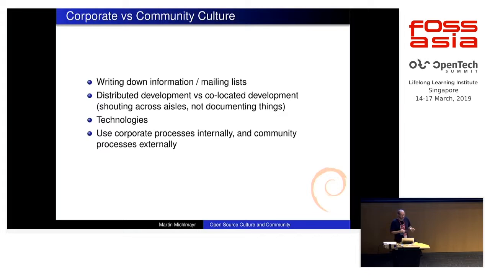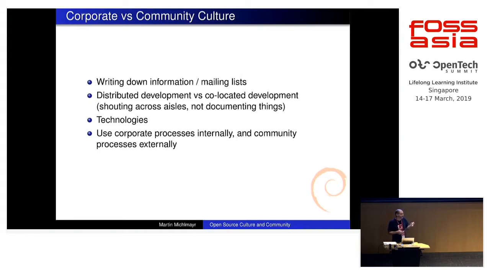Another thing is distributed development versus co-located development. So if the whole team is in the same building, you get used to just shouting across the aisle. And again, if everyone is in the same building, you just get a meeting, you talk about it, and then everyone knows what's going on, but there is no need to really write it down. But with open source, we always need to write things down. And sometimes we meet at conferences and have chats in person. But then it's important to go back to the mailing list to document what you have discussed, what you have decided, because there are a lot of people from the project who won't be able to be at the conference.